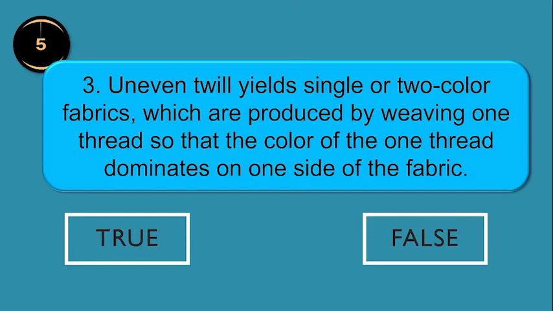Let's have number 3. An even twill yields single or two color fabrics which are produced by weaving one thread so that the color of one thread dominates on one side of the fabric. Is it true or false? You have 5 seconds. Time is up and your answer is? That is correct. False. It should be 3 threads.